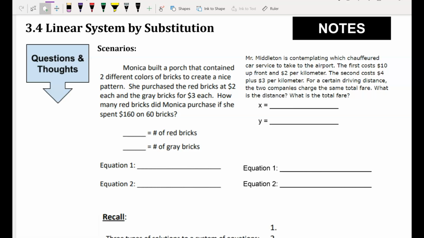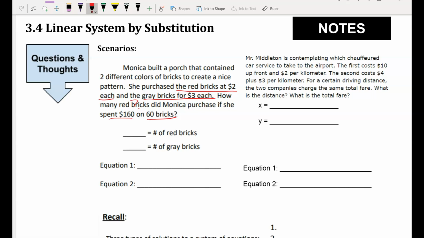I like to underline that information that I feel is going to be important when I'm setting up my equation. So red bricks at $2 each and gray bricks at $3 each. We want to know how many red bricks did Monica purchase if she spent $160 on 60 bricks. So it looks like we have money, and then we also have a counting part. First, let's identify our variables.